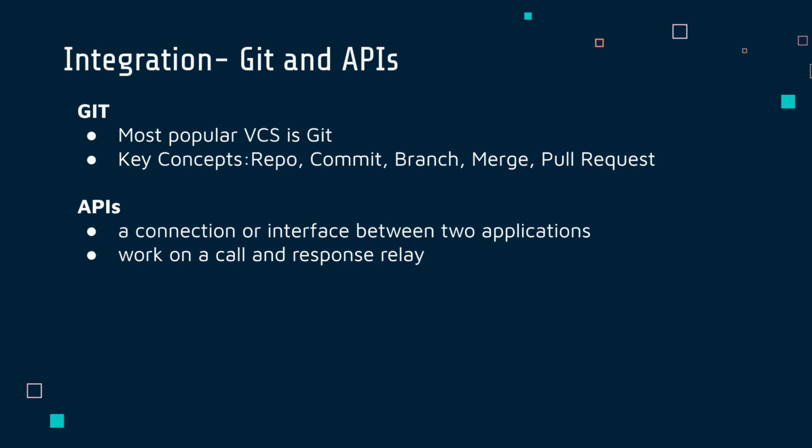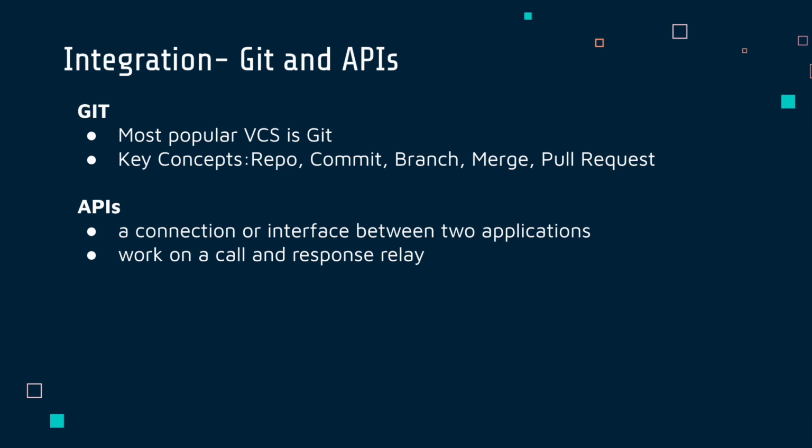Repo: when you push something to repo, it's the collection of files and their version history that sits within Git. When we're talking about commit in a Git environment or an integration environment, what that means is a snapshot of changes at a specific point in time, which has a unique identifier.